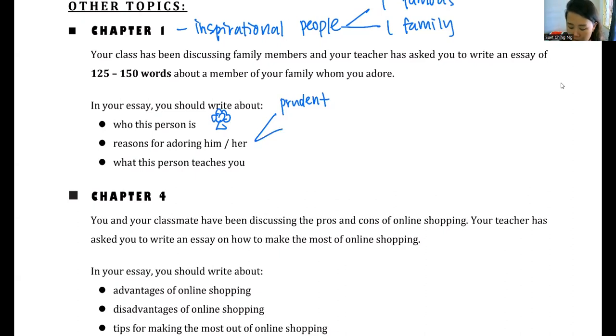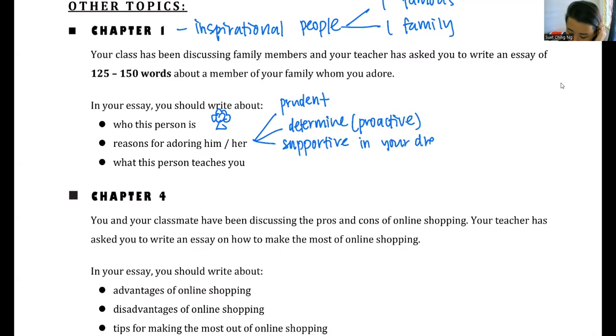Very prudent. Number one. Number two, you can say how she is very determined. Whenever there are challenges, she always is proactive in finding ways to solve the matter. Number three, you can talk about how she is very supportive in your dreams. Okay, very caring, very loving, very supportive. Okay, what this person teaches you. I would choose two here and then one here. This one can be put in the Q1 introduction.